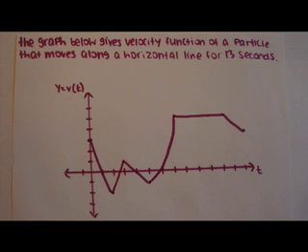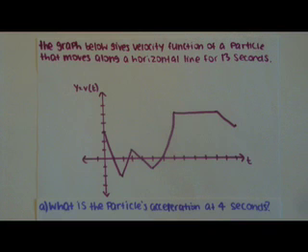The next problem that we will look at is a graph of the velocity, or a derivative graph of the position versus time graph. The graph below gives velocity function of a particle that moves along a horizontal line for 13 seconds. The first question is, what is the particle's acceleration at 4 seconds?